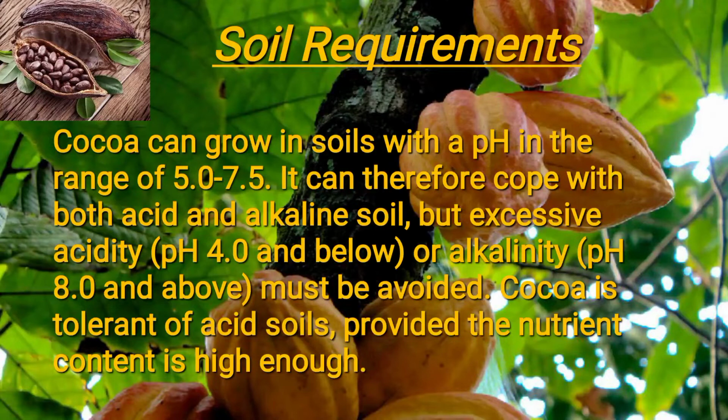Soil requirements. Cocoa can grow in soils with a pH in the range of 5.0 to 7.5. It can therefore cope with both acid and alkaline soil, but excessive acidity, pH 4.0 and below, or alkalinity, pH 8.0 and above, must be avoided. Cocoa is tolerant of acid soils provided the nutrient content is high enough.